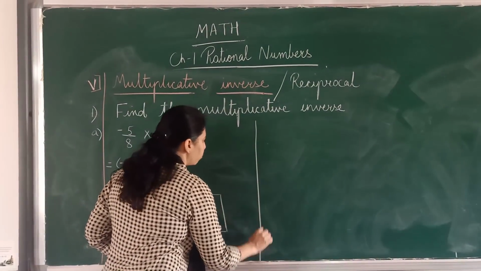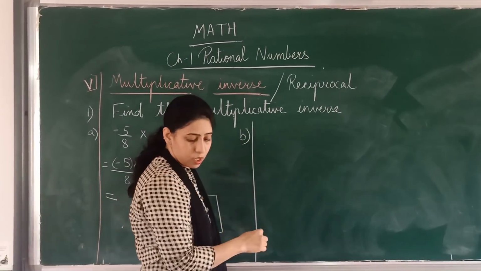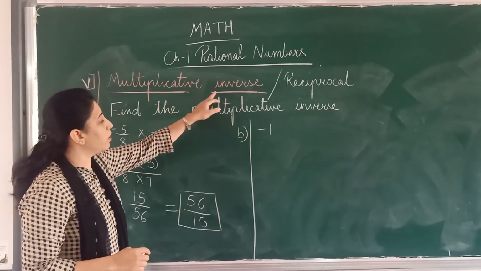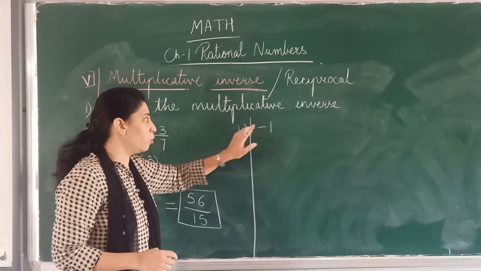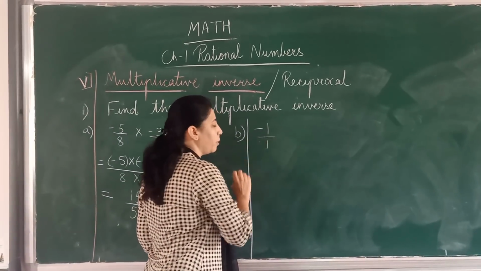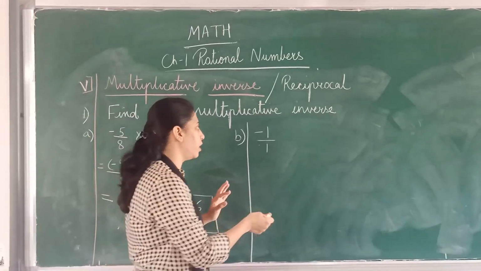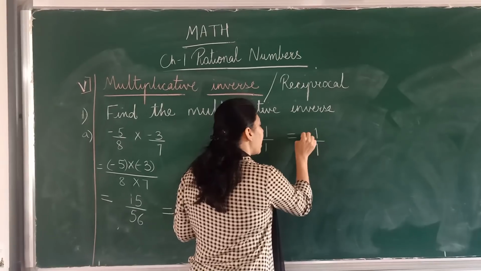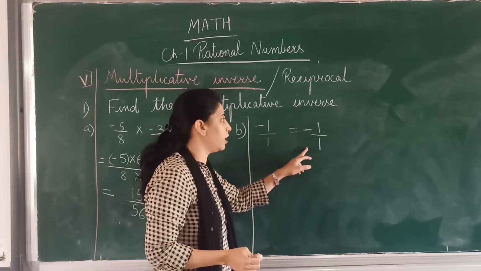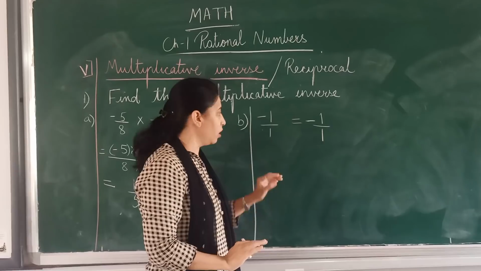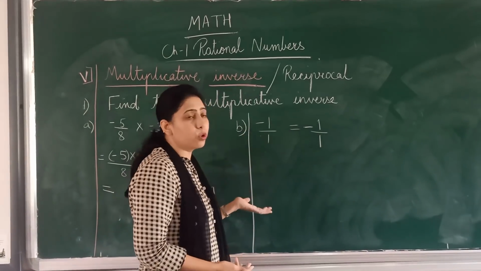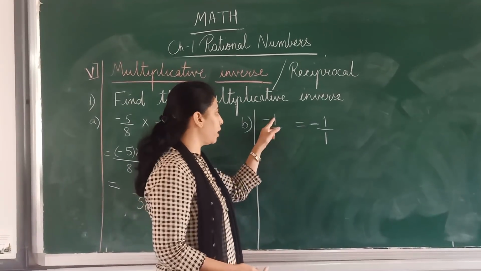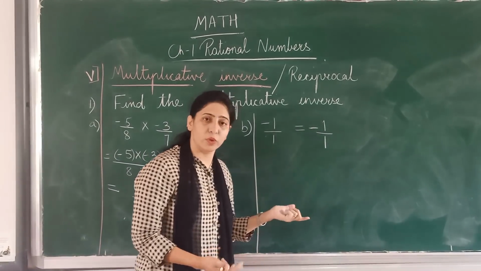Now one more example we will solve, that is minus 1. What will be the multiplicative inverse of minus 1? Here only the numerator is given, so we can add the denominator as 1. Again the same way, 1 upon 1. The minus sign stays as it is, no need to shift the minus sign down. So what do you get as the multiplicative inverse of minus 1? Minus 1 itself.